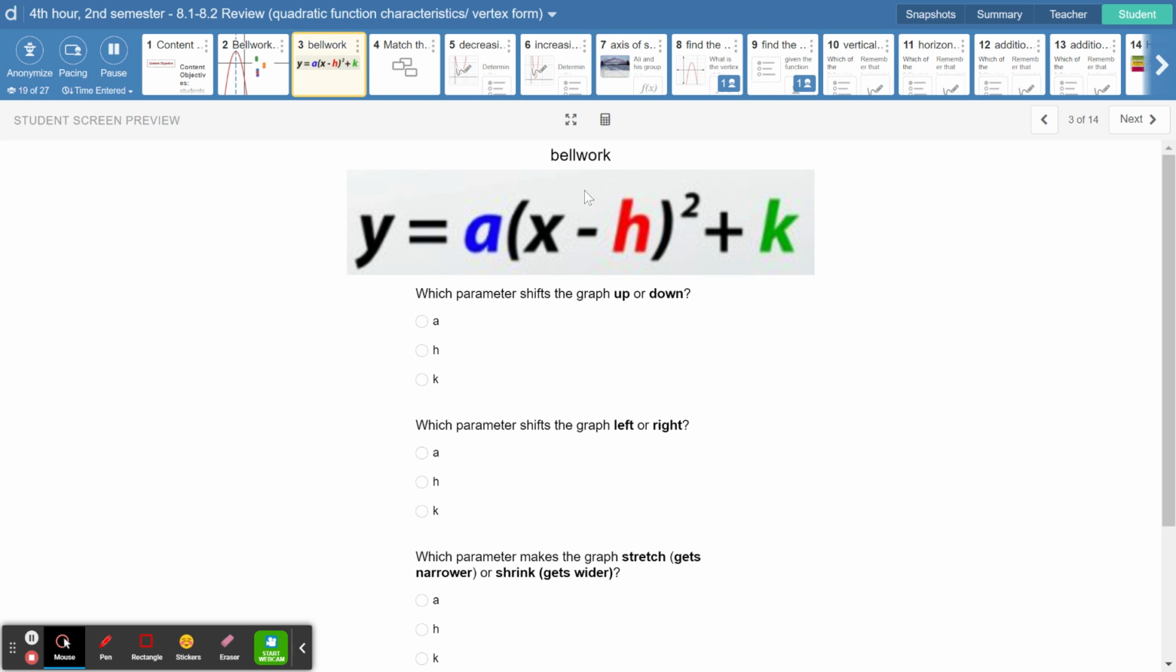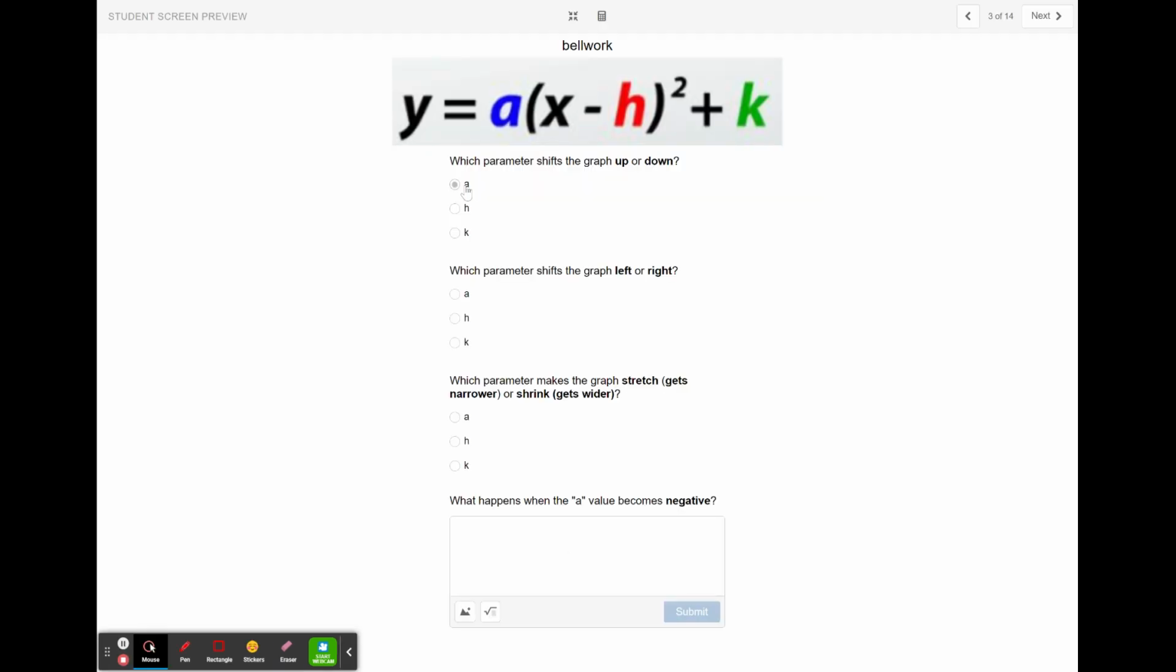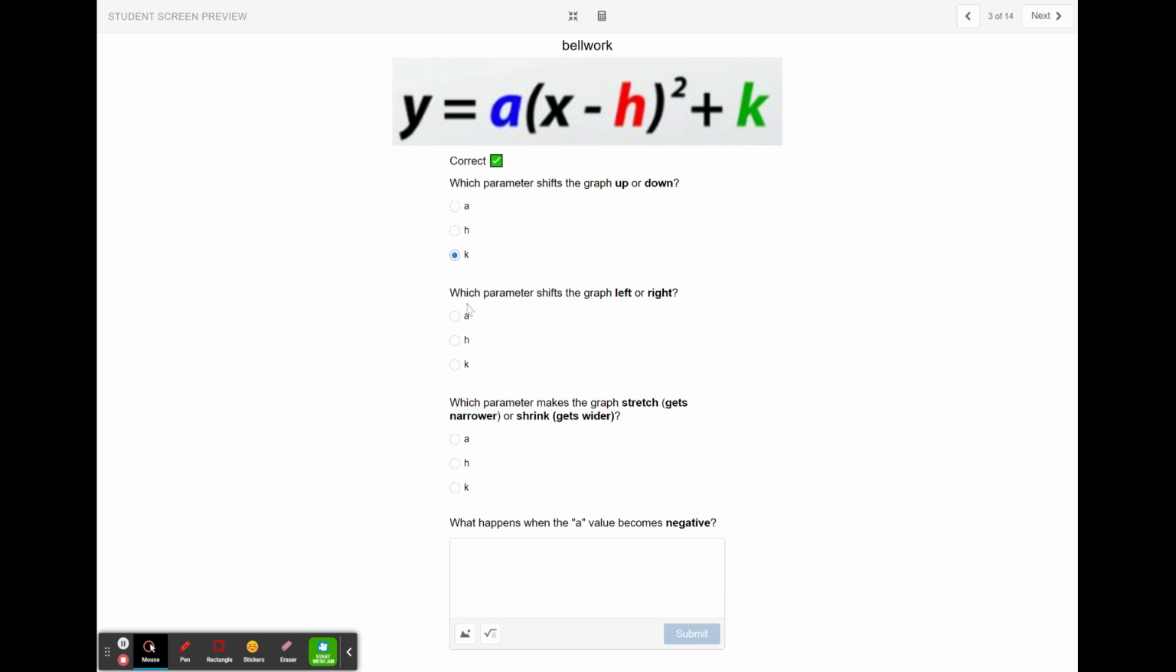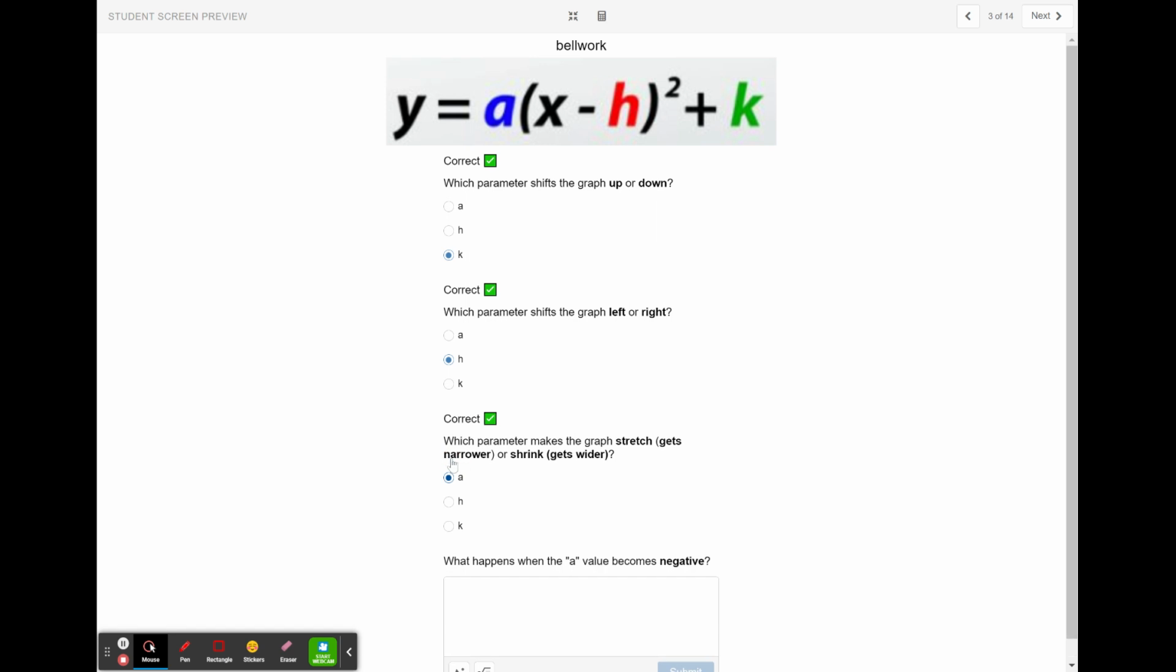For number 3 or slide 3, it's beneficial to know that graphing up or down, we call that vertical. That's our k value. Left or right is horizontal, h for horizontal, and then our a value. Now what happens when the a becomes negative? The graph is reflected. So it's pointing downwards. On the next page, I will talk more about the a value. It's the matching.